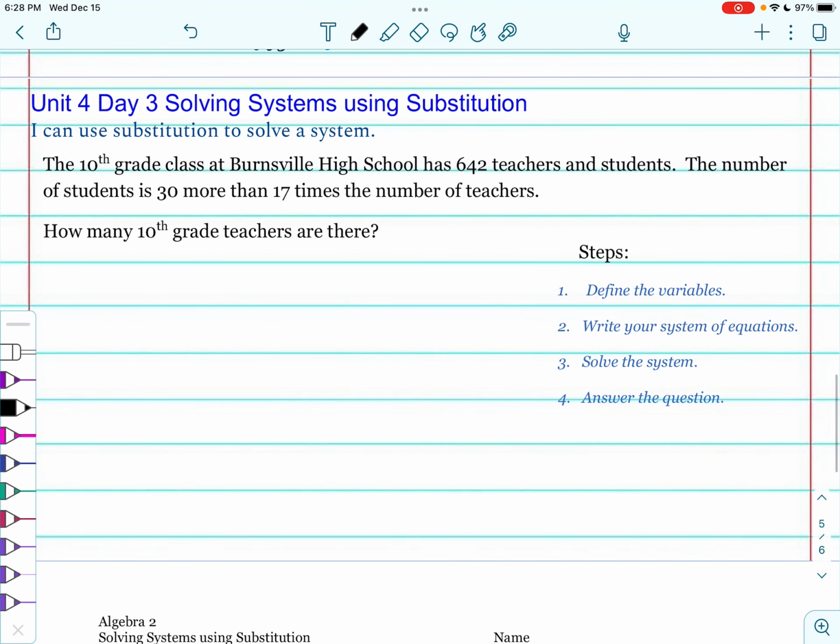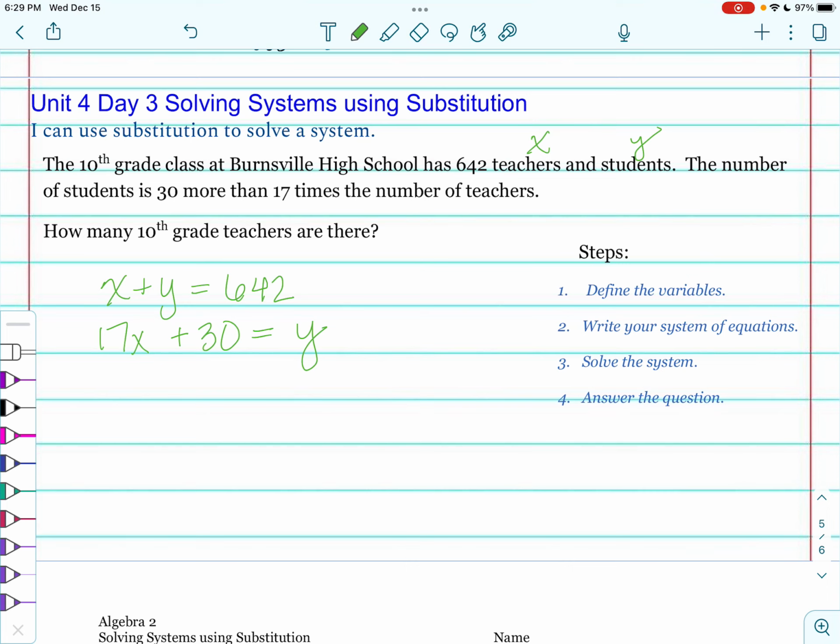And then our last slide today is a word problem. So the 10th grade class at Burnsville has teachers and students. So I'm already thinking to myself that teachers and students are what I'm talking about. So if I add together the teachers and the students, I have 642 of them. Okay, students is 30 more than 17 times the number of teachers. So I know that if I took the number of teachers and multiplied by 17 and then added 30, I would get the number of students in the building. Okay? Well, not students in the building, but 10th graders, right?